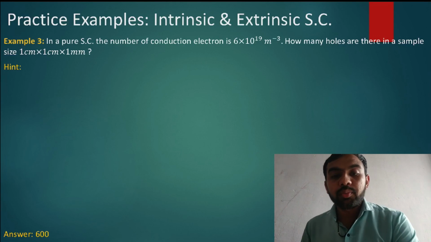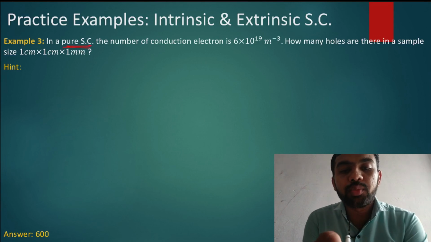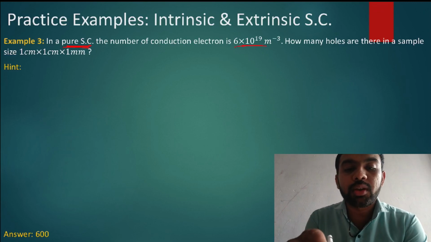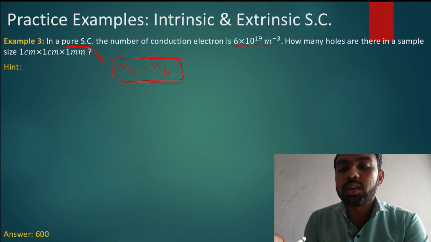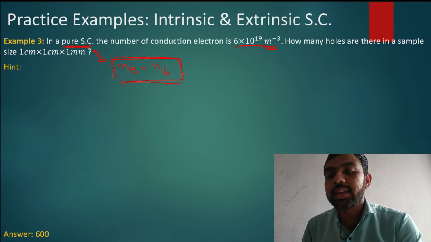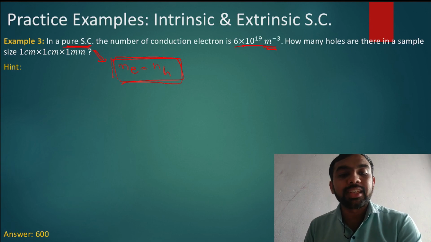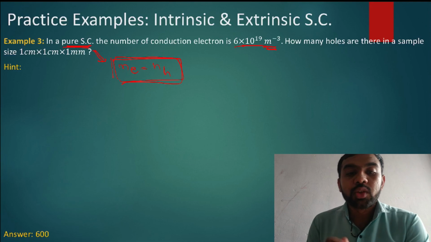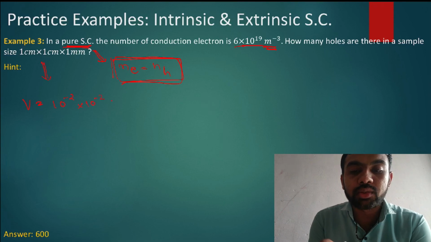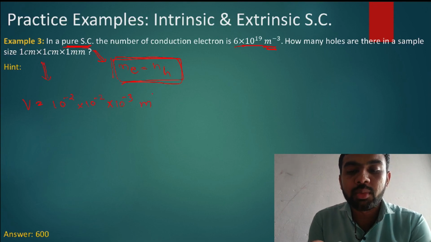In a pure semiconductor, the number of conduction electrons is equal to this one. But in case of pure semiconductor, the number of electrons is equal to the number of holes. But this is per meter cube, 1 meter cube में इतने इलेक्ट्रॉन और होल है. How many holes are there in a sample of size 1 centimeter by 1 centimeter by 1 mm? So this is the volume. V is equal to 10 to the minus 2 into 10 to the minus 2 into 10 to the minus 3 मीटर क्यूब.